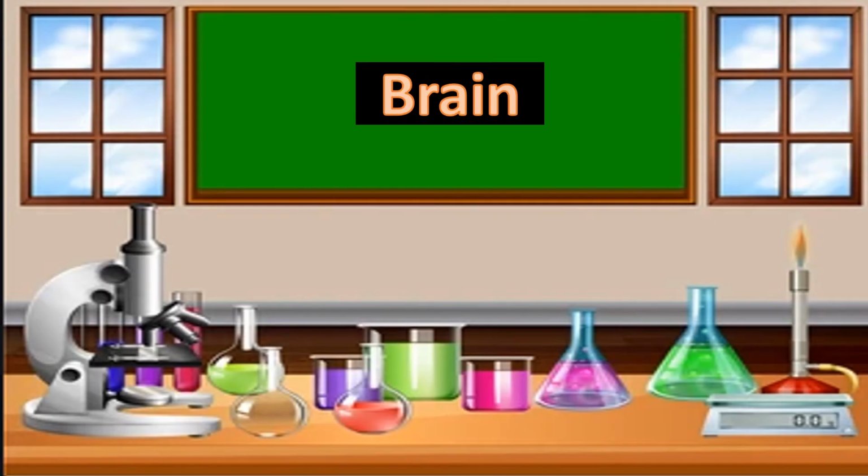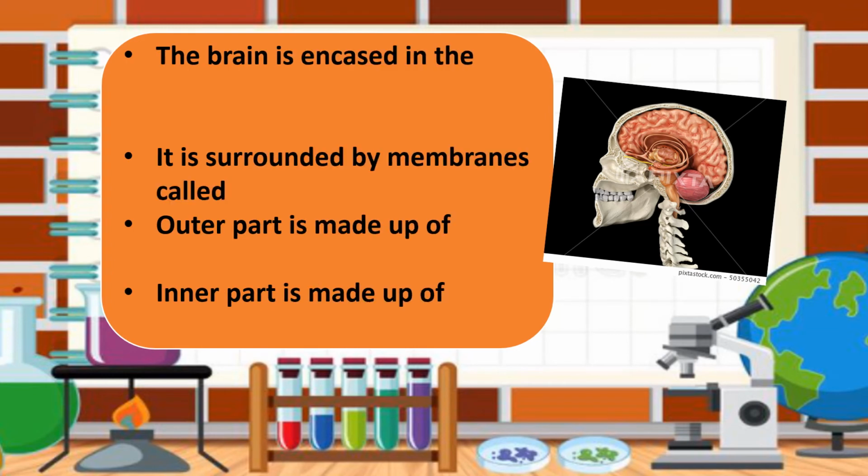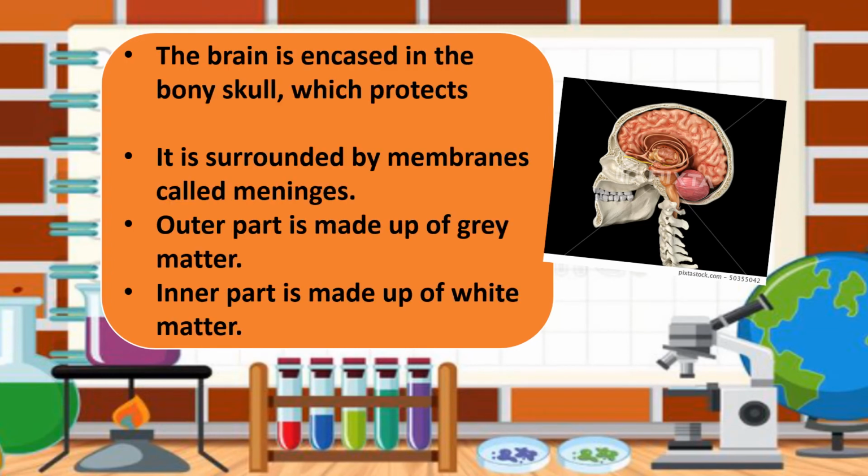Okay, so let's focus first on the brain. This is our brain, and our brain is protected by a bony skull. This one is the bony skull. The brain is encased in the bony skull, which protects it from injuries. Then it is also surrounded by membranes called meninges. The outer part is made up of gray matter, and the inner part is made up of white matter.